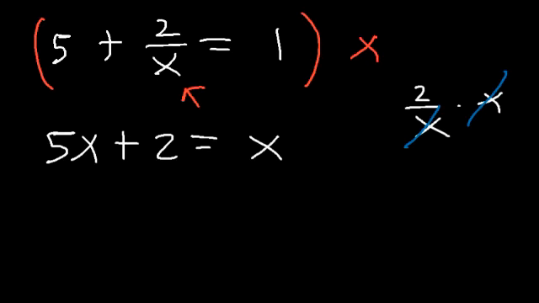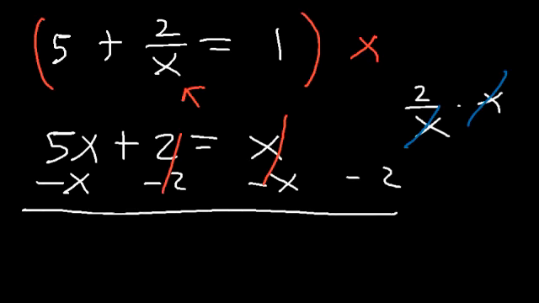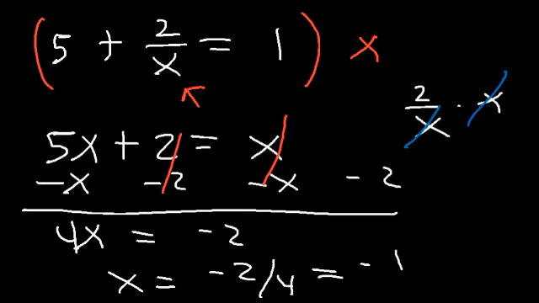So now what we're going to do is subtract both sides by x and subtract both sides by 2. So these will disappear. 5x minus x is 4x, and that equals negative 2. So if we divide by 4, we're going to get negative 2 over 4, which is negative 1/2. And that's how you could solve for x. It's going to be a lot easier if you multiply both sides by the denominator.